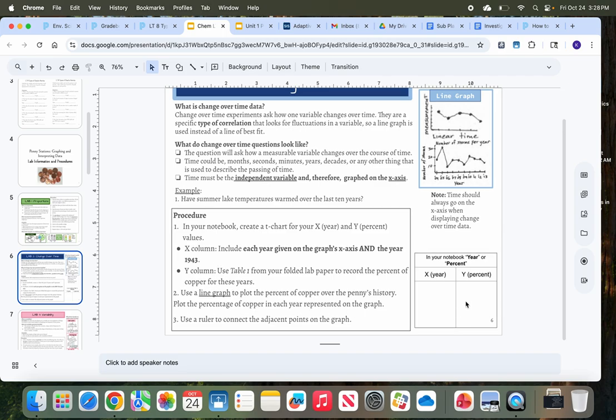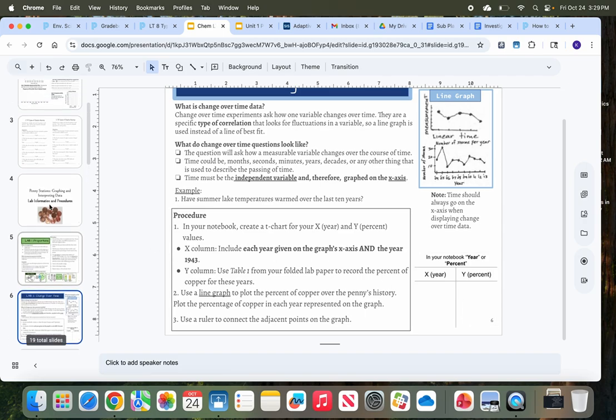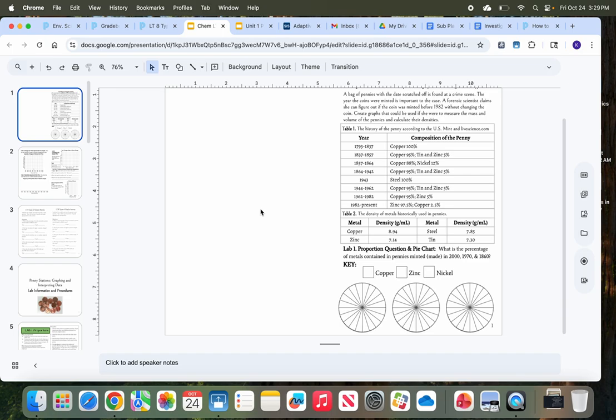The procedure asks you to create a T-chart in your notebook and write down the year in the left-hand column and the percent amount of copper in the right-hand column, and you should do that. If you don't do that, you'll have to flip back and forth to table 1, and that will mess you up. So you should do that T-chart before you start graphing. Back to the lab paper.